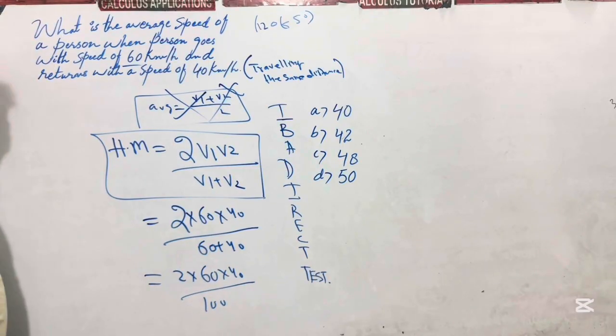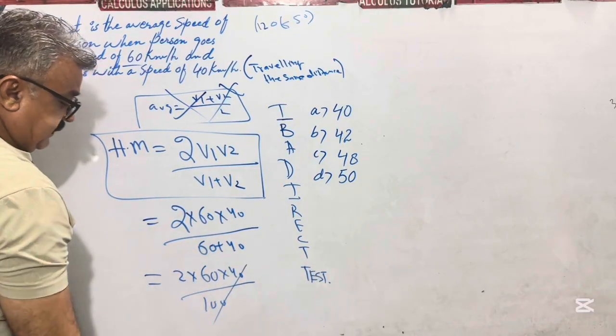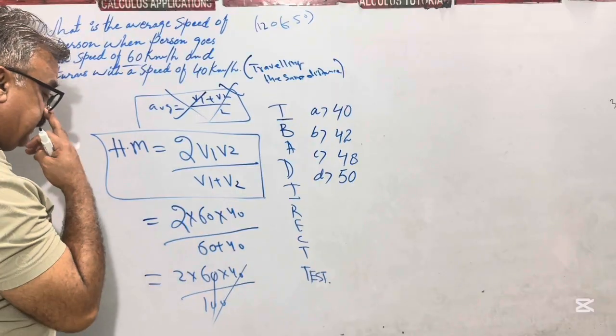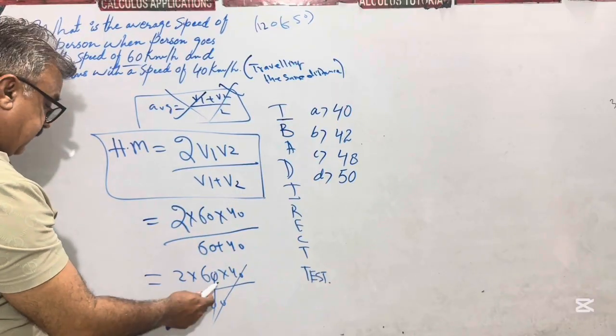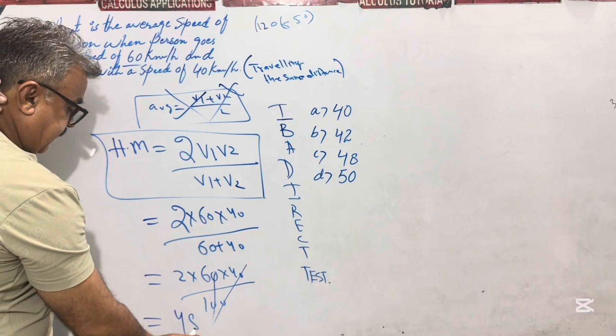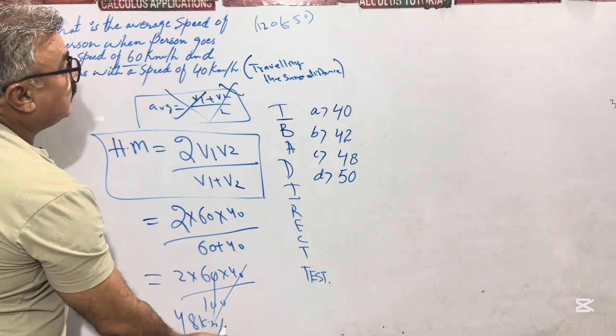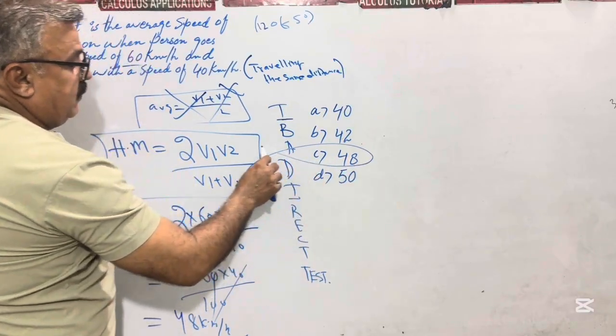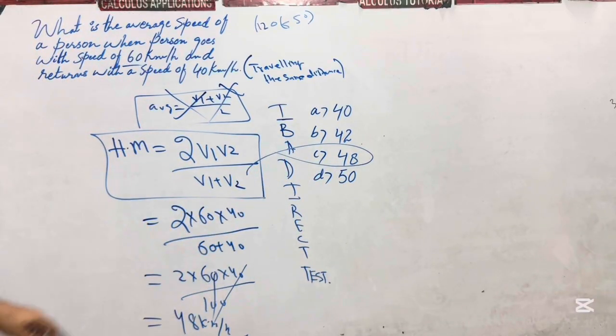Sometimes being lazy is also workable in calculation. Cancel out; otherwise you would have multiplied, and still you would have to cancel. Double zero cancels. I have 2 into 6 into 4. 2 sixes are 12, 4 twelves are 48 kilometers per hour. That is our average speed: 48 kilometers per hour.